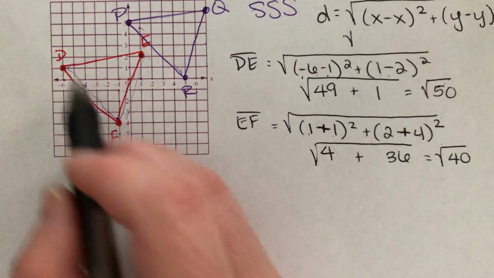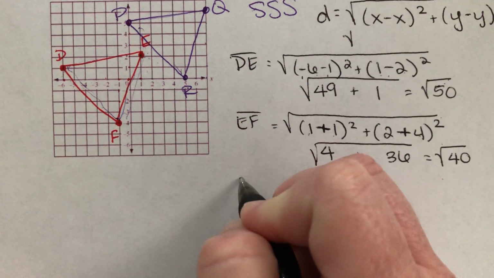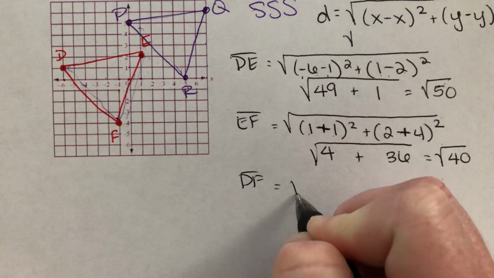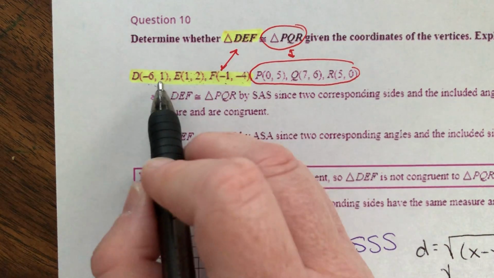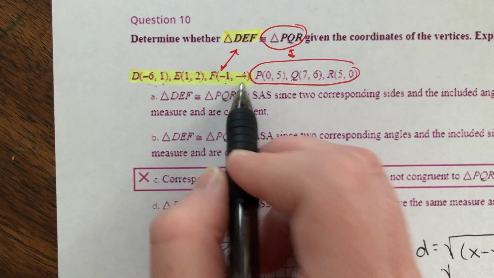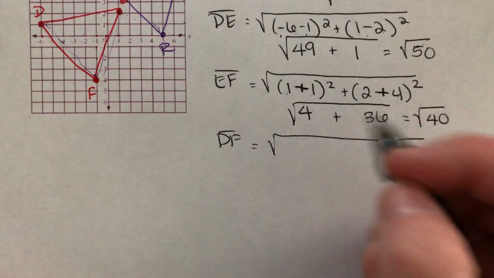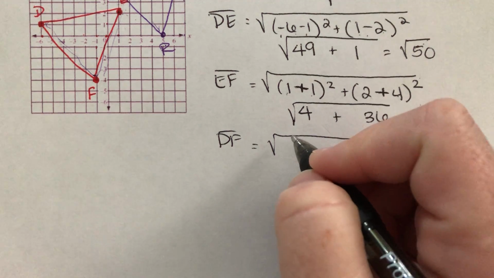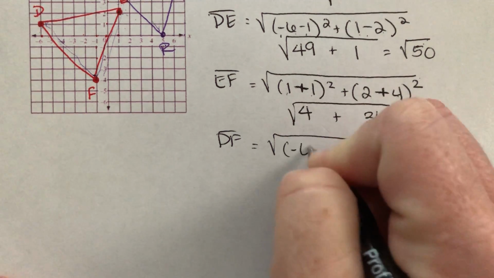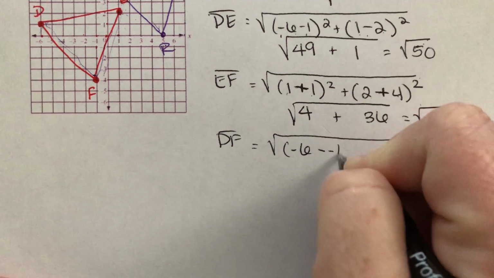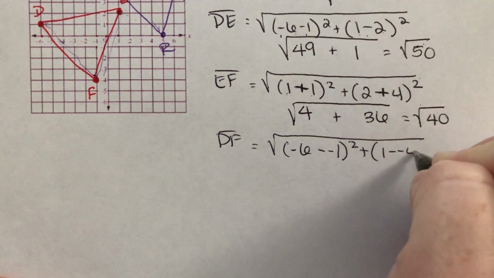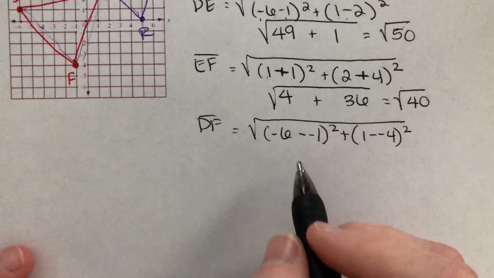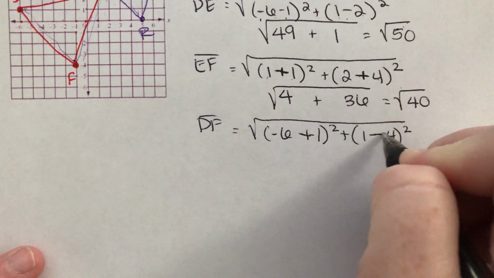Now I want to find this last side, DF, and then I'll have the length of all three sides of my first triangle. So from D to F, I'm going to do negative 6 minus negative 1 squared plus 1 minus negative 4 squared, all under the radical. And you have your problems in front of you, so I don't have to keep moving back and forth. All right, negative 6 minus negative 1 squared plus 1 minus negative 4 squared.